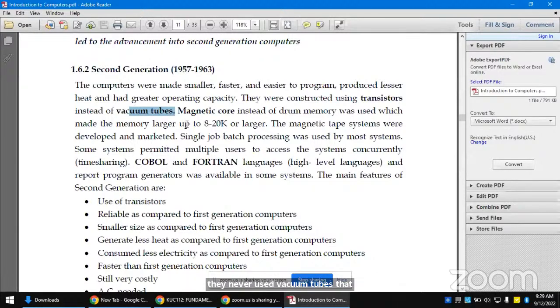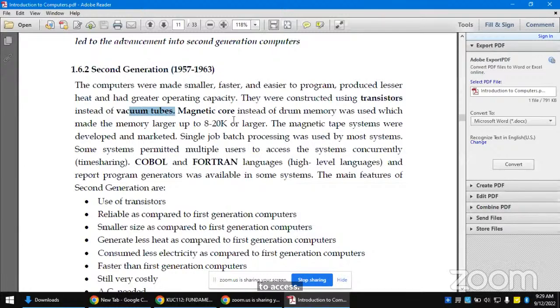Then magnetic core instead of DRAM memory was used, which made the memory larger, up to 8 to 20 kilobytes or larger. So you can see their storage capacity was a bit higher compared to the earlier generation. Then the magnetic tape systems were developed and marketed. Single job batch processing was used by most systems. Some systems permitted multiple users to access the system concurrently. That is what we call time sharing.